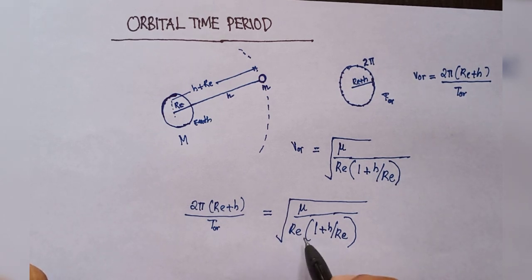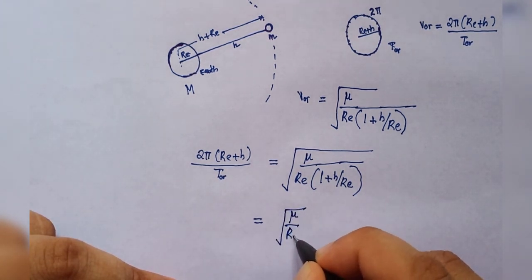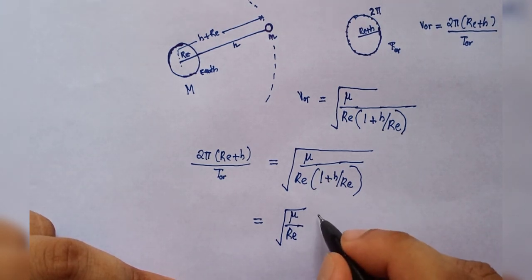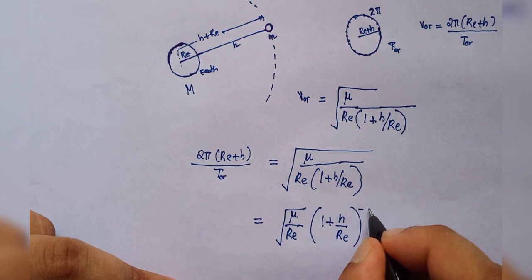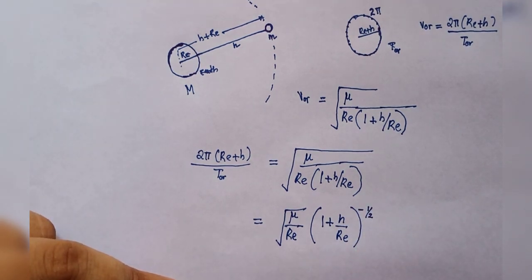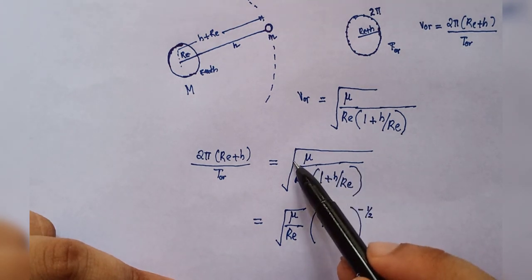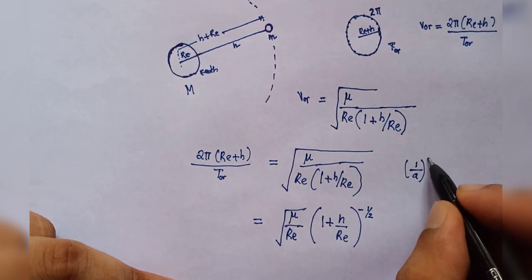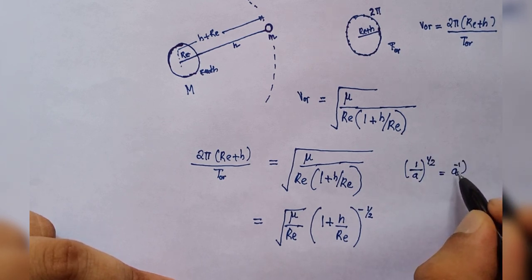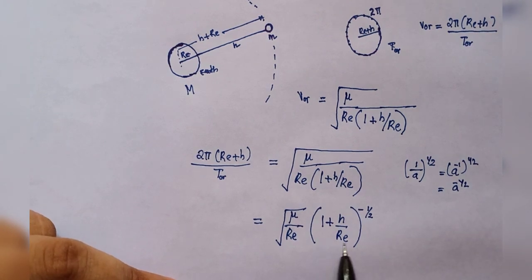So here, if the equation is coming like this, you can make one more approximation. Now I take mu by Re outside. This is the basic orbital speed without consideration of the height, but here we have a height term. So I go with (1 plus h divided by Re) to the power of minus 1 by 2. Because this is already inside the root, it has a minus 1 times the root term, which gives minus half. It is basically 1 by a to the power of 1 by 2, equal to a inverse of half, which gives a to the power of minus 1 by 2. It's basic math.